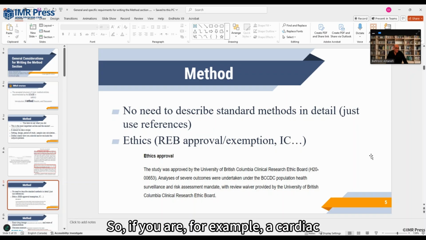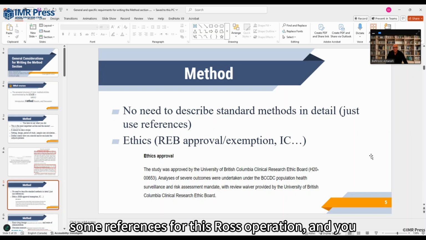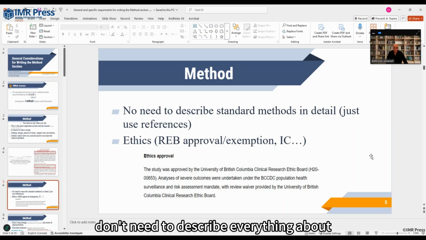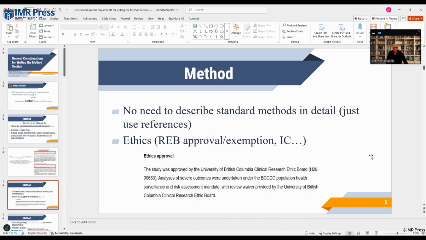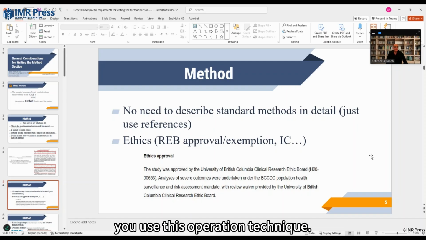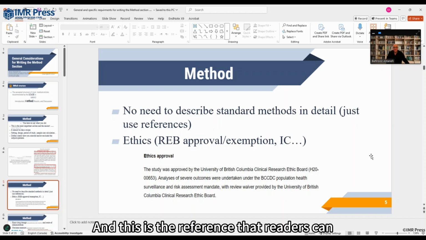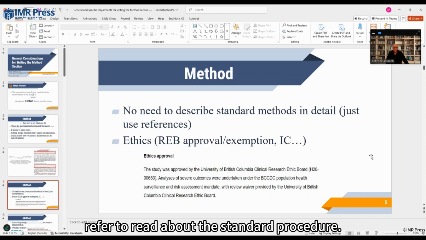So if you are, for example, a cardiac surgeon and you are going to use this Ross operation technique, you just need to give some references for this Ross operation, and you don't need to describe everything about this approach in detail. Maybe only 2 or 3 sentences saying that you use this operation technique, and very briefly the approach is something like this, and this is the reference that readers can refer to read about the standard procedure.